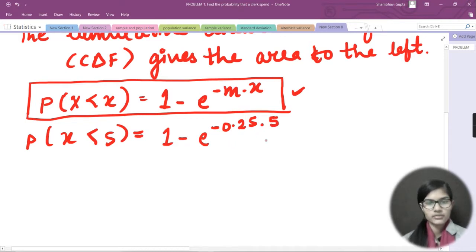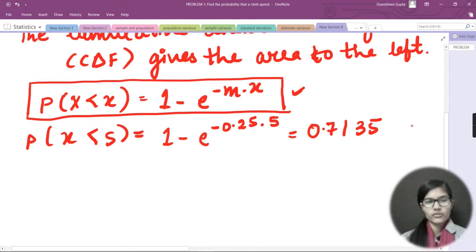Now I will solve this whole step. You can work out the solution of this step on your own. It is a very basic mathematical step, and after solving I get the output, 0.7135. This is what I found here.